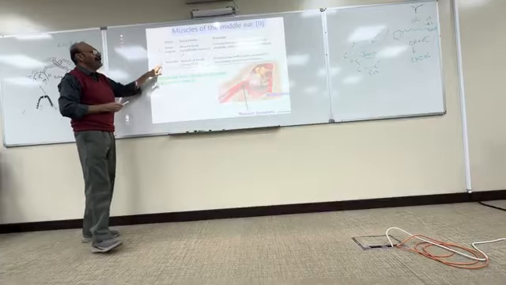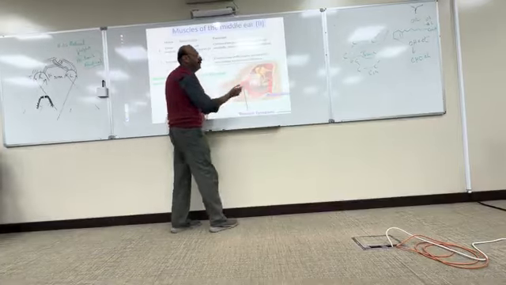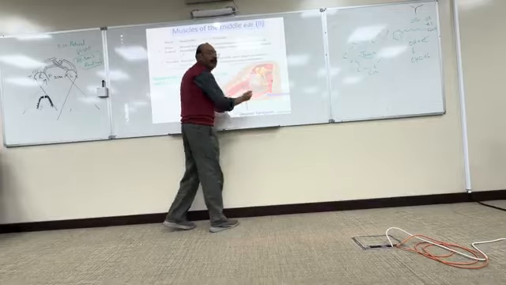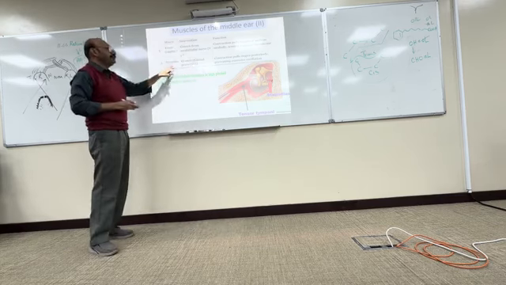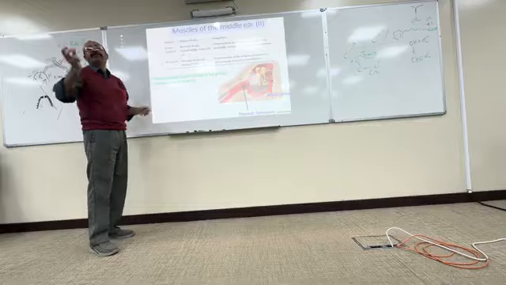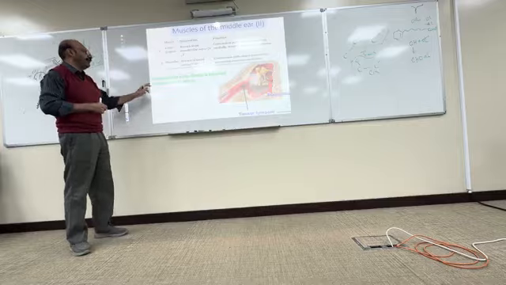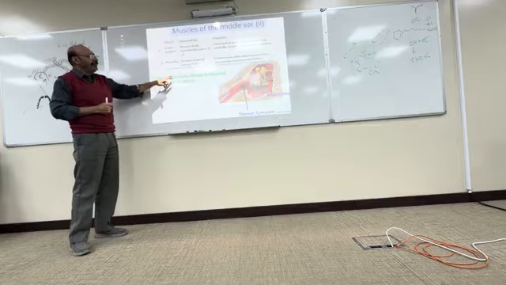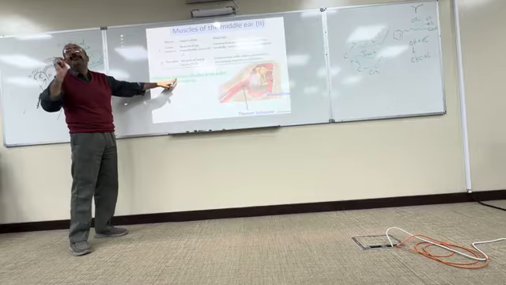Stapedius. Attached to the pyramid. I told you there is a pyramid on the back. Attached to the pyramid. Contraction pulls stapedius posteriorly. What is the net effect of these two muscle contractions? Both muscles limit ossicular vibration to high pitched sounds.